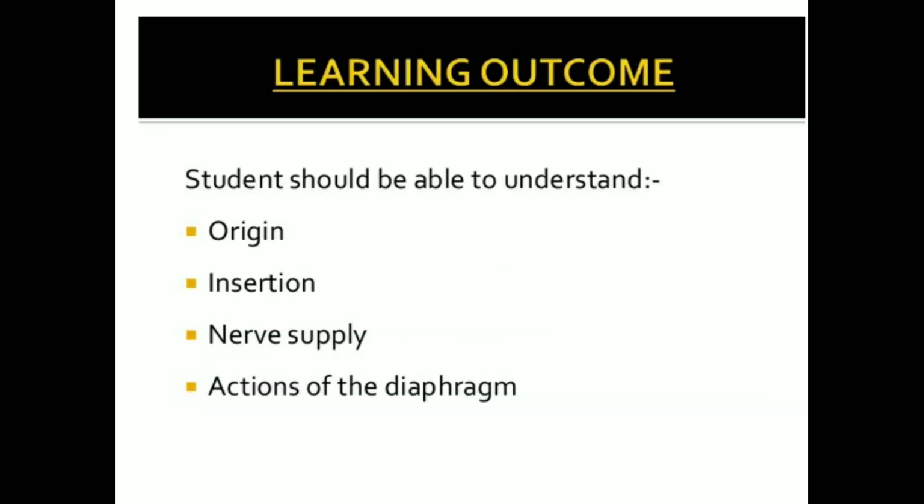Then what you have to learn here is, when you look at a muscle, you have to learn about origin, insertion, nerve supply and action of it. In the same way, the diaphragm is a muscle. So the key points you have to learn are: first the origin, next the insertion, next the nerve supply, and the last one is the action of the diaphragm.